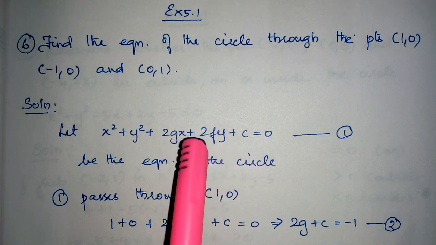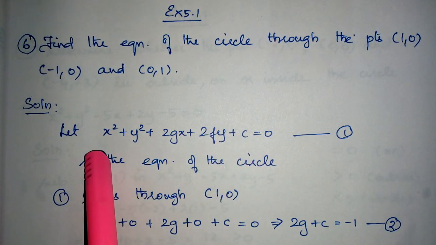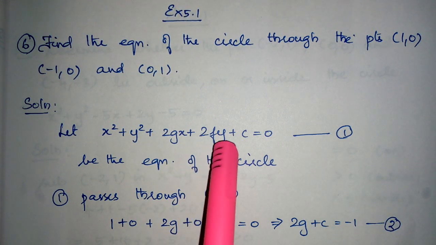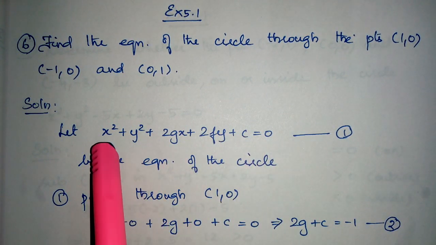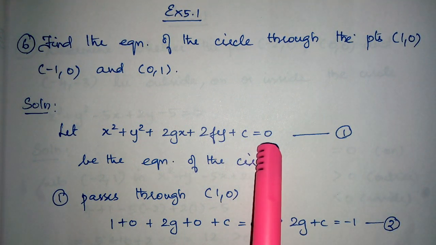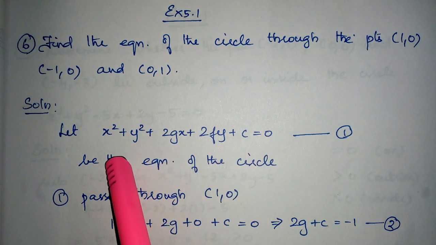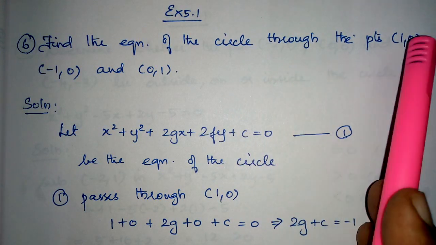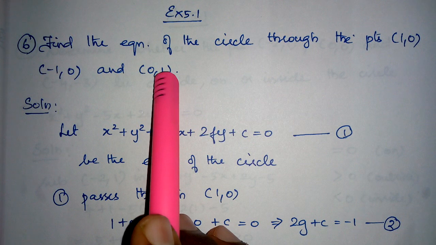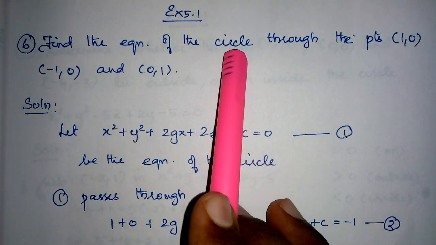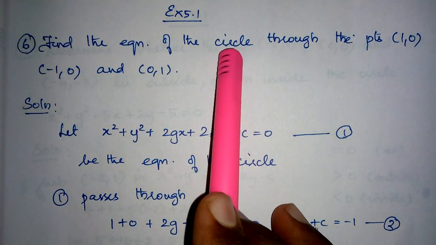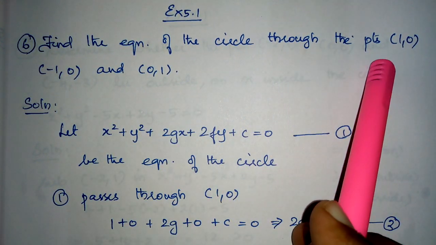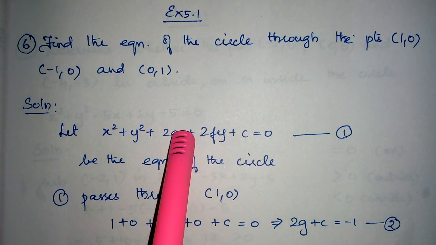This is the general equation of the circle, that is x² + y² + 2gx + 2fy + c = 0. So this is the general form of the equation of the circle. We are going to take this as equation 1, and in the question it is given that these 3 points lie on the circle, or we can say that the circle passes through these 3 points. So what does it mean? You can substitute these 3 points in this equation.